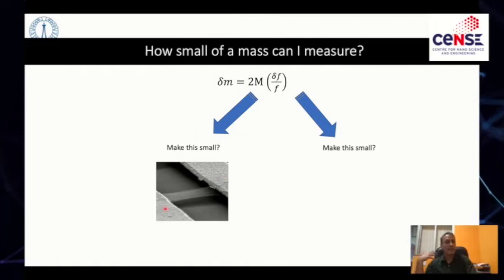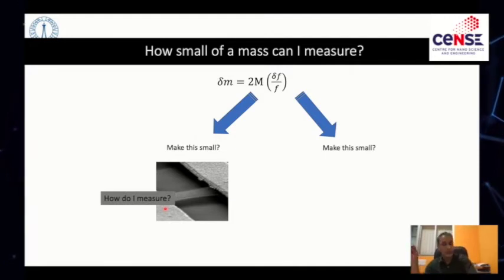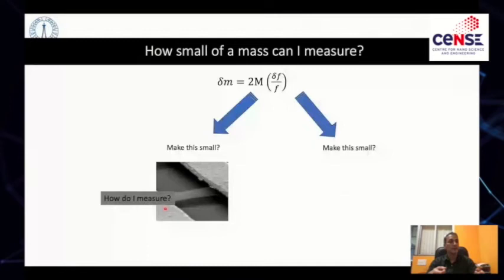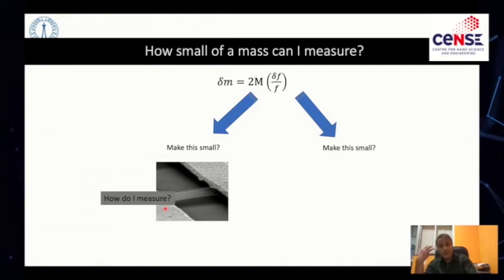But when you make this, there are all kinds of questions that pop up. One is, how do I measure? I think it's related to one of the questions someone asked, do things change when you make devices smaller? How do I measure this? These are atomically thin devices. The motion of these devices is going to be even smaller. How do I make that small a change in displacement? How do I measure that small a change in displacement?